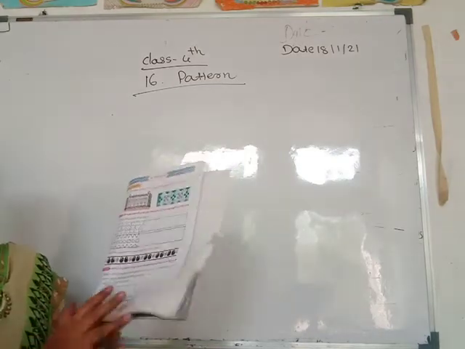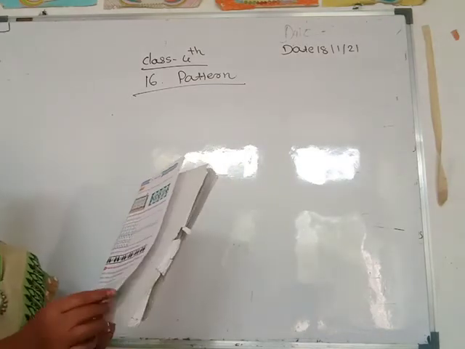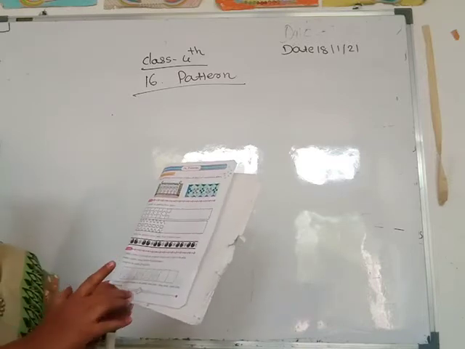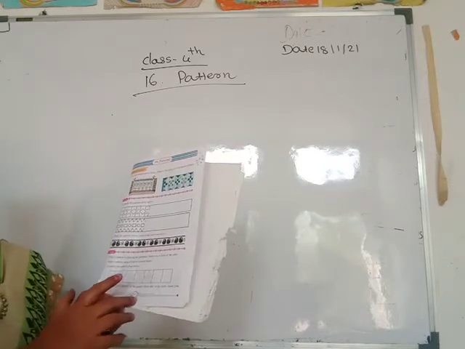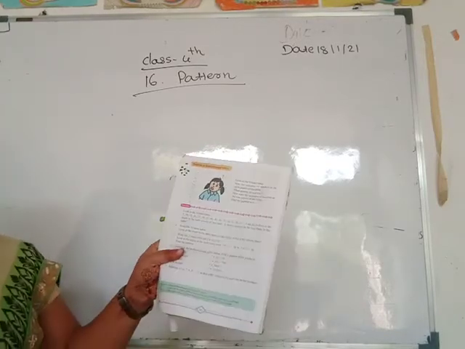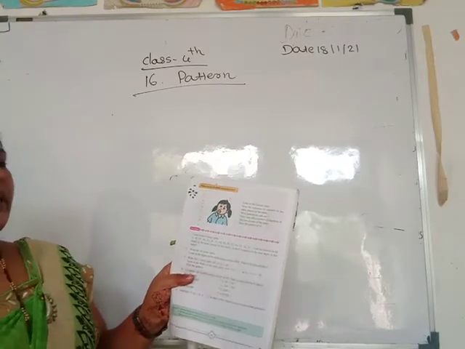Here only activities are given in this chapter, Patterns. Then in homework you complete this exercise, page number 87. Then next one, see in your textbook, page number 88.